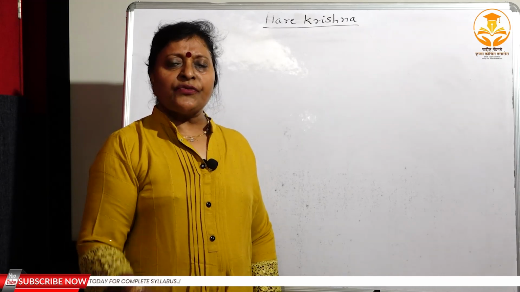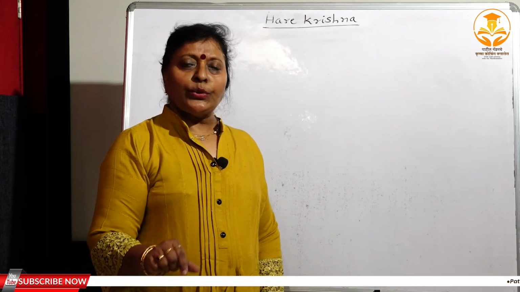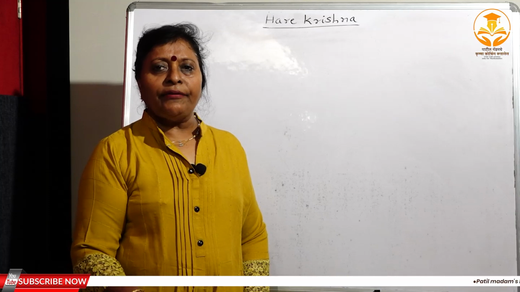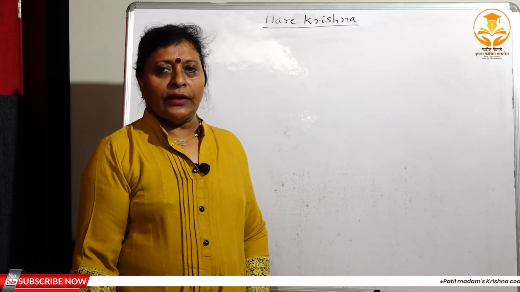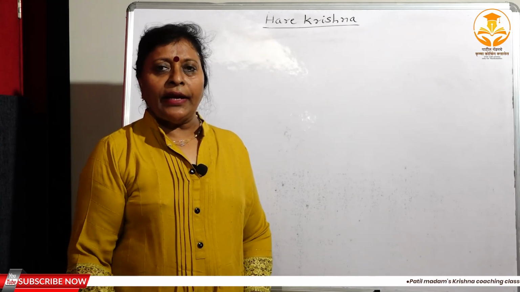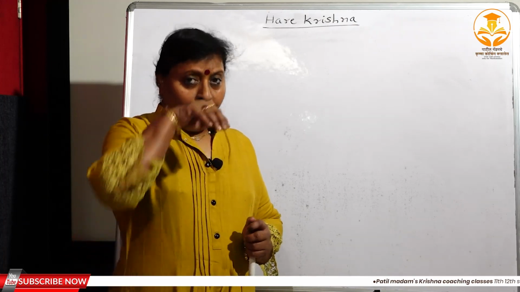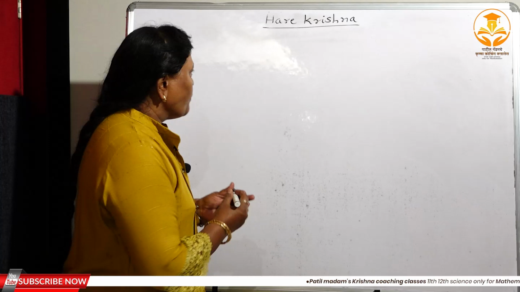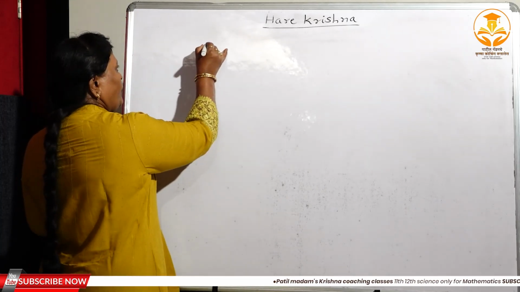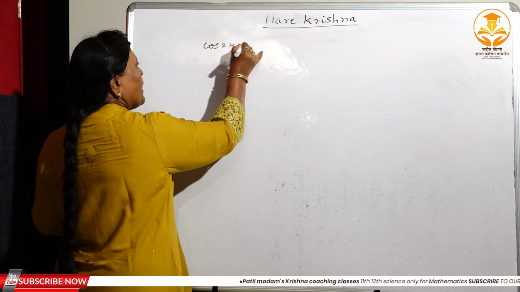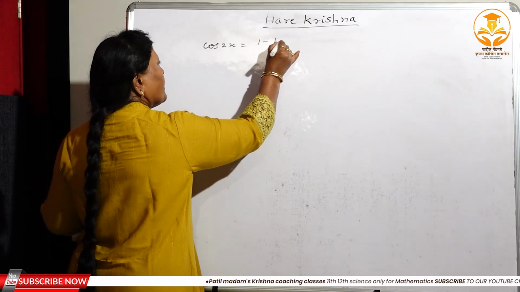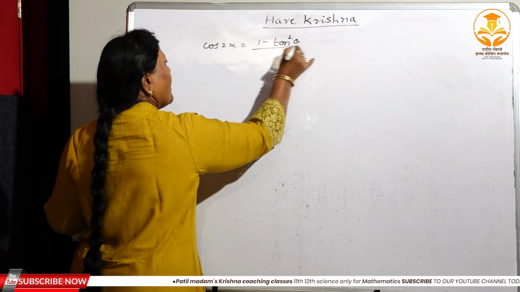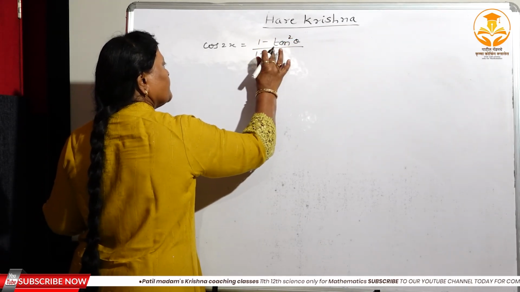Right? Now the last formula, that is cos 2 theta is equal to 1 minus tan square theta divided by 1 plus tan square theta. Again, one type remains on that formula. So let us consider again the problem. Cos 2 theta is equal to 1 minus tan square theta divided by 1 plus tan square theta.